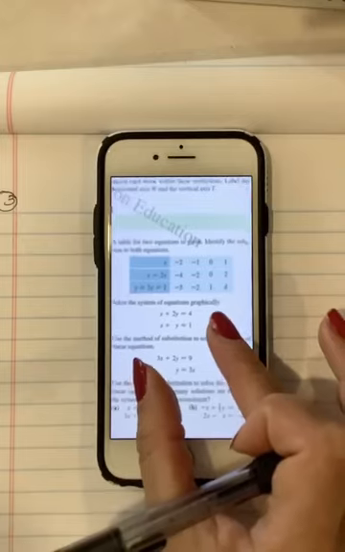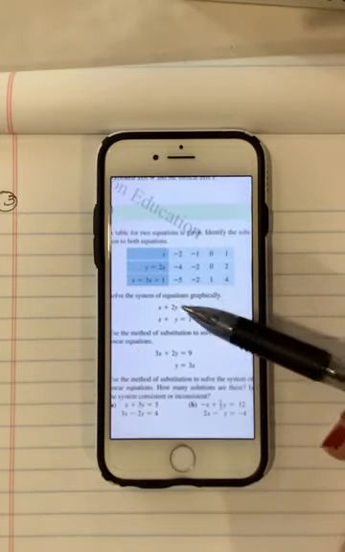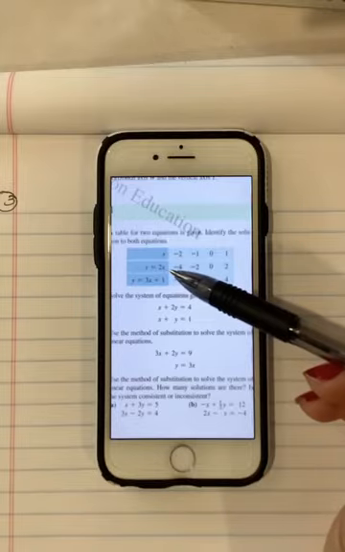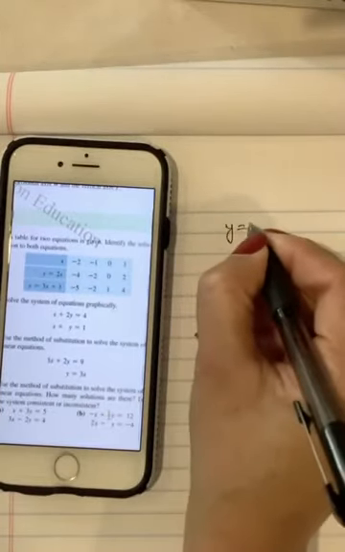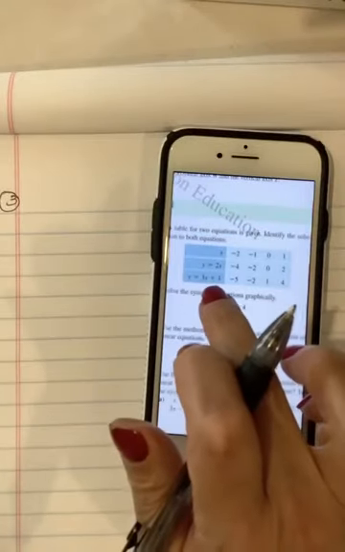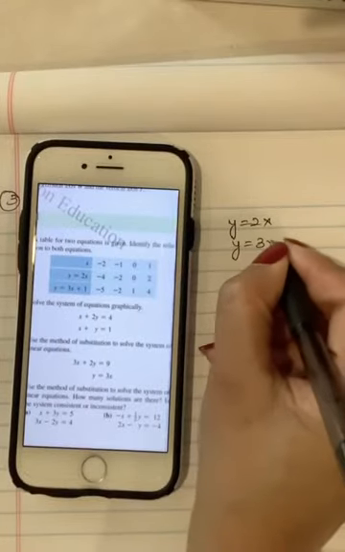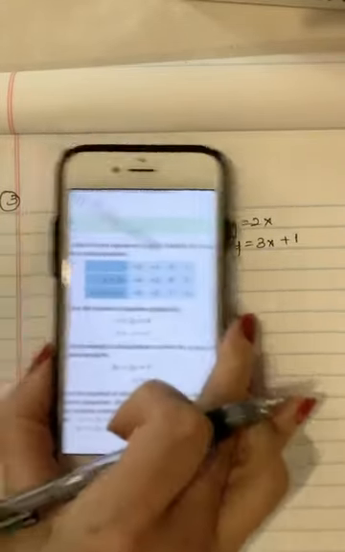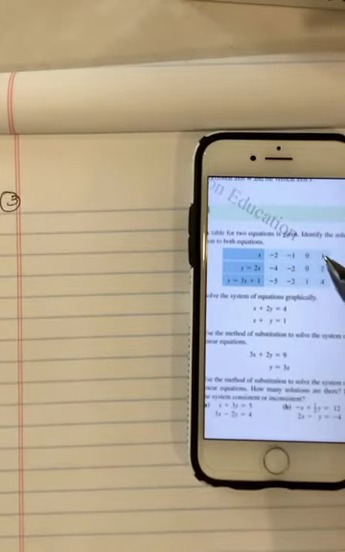Number 3, here. Look at the problem. They have given us a table, and they have two equations. Let's write down the equations. Y equals 2x. And the other equation is y equals 3x plus 1. And on the top, they have given you the different values of x.